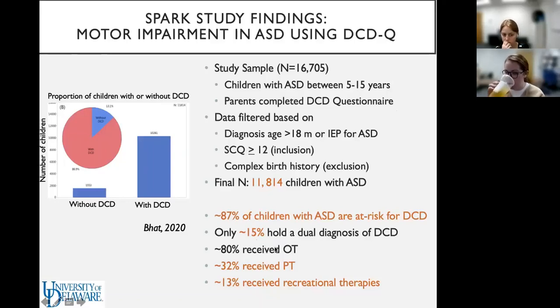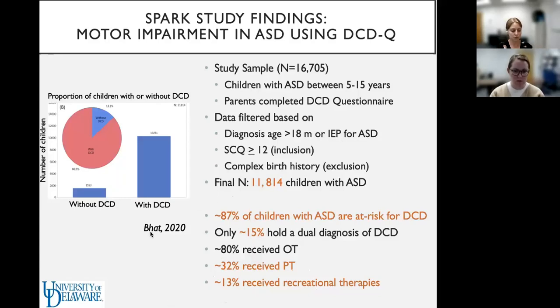If you look at the services they receive, 80% receive speech and OT services. OT mainly targets fine motor and sensory issues. Gross motor issues are not as much addressed in this approach. And if you look at the other therapies that are provided, physical therapy or recreational therapies, those proportions are much smaller. And so the overall finding here has been that motor issues perhaps are underdiagnosed and undertreated in children with autism.